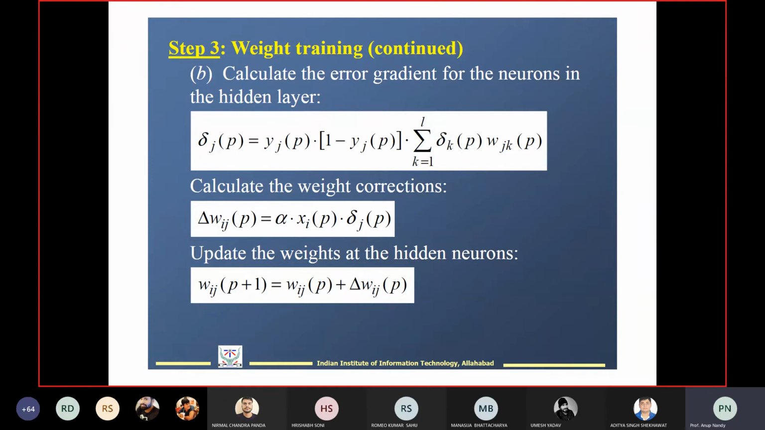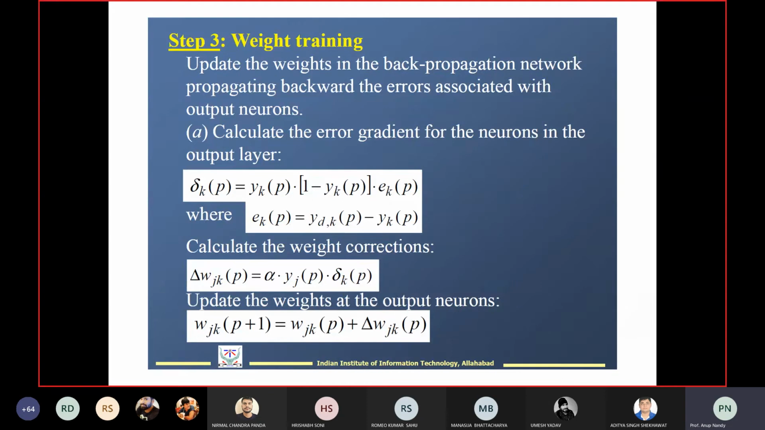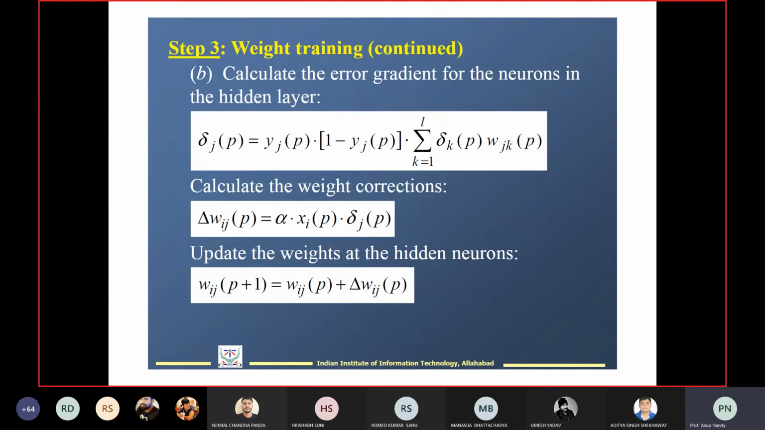Then delta jp. Now you have to again update the weights at the hidden layer. When you update in the hidden layer, you take wijp; if you have more than one hidden layer, you consider it in this way: wijp plus delta wijp. This is the same process you already followed. Here you have done the error gradient for the neurons in the output layer, and here the error gradient for the neurons in the hidden layer.